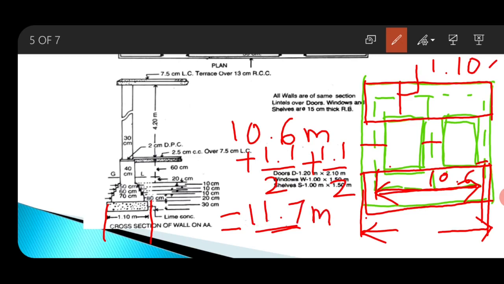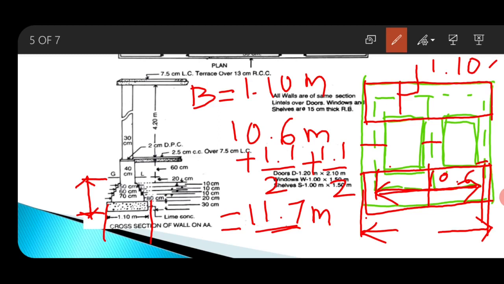Okay, clear? So this is the length of the long wall. And what about the breadth? The breadth is equal to 1.1 meter. Clear? And what about the depth? As we know, the depth of the excavation work is equal to the depth starting from the ground level up to the bottom of the foundation. That much depth of earth is to be excavated.